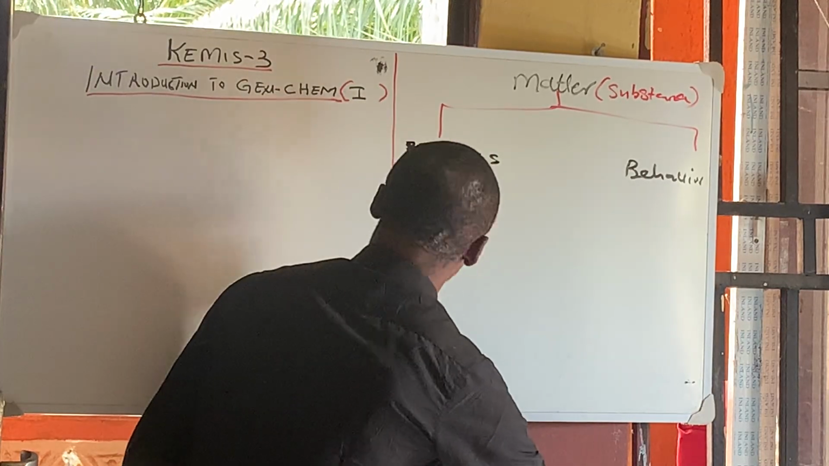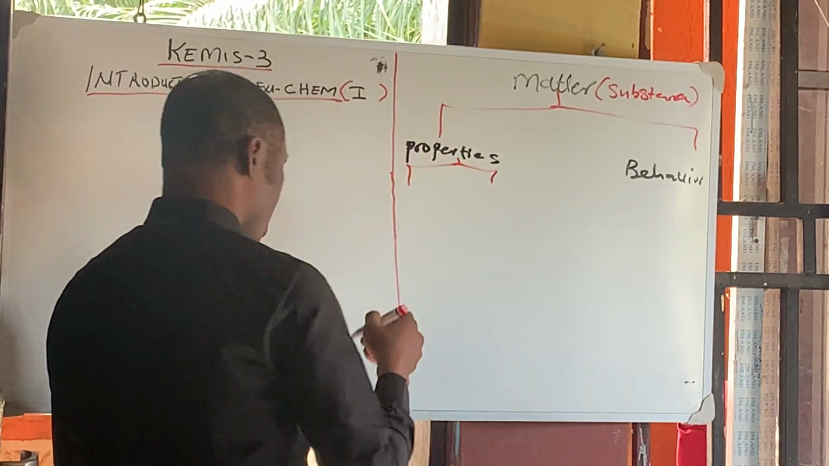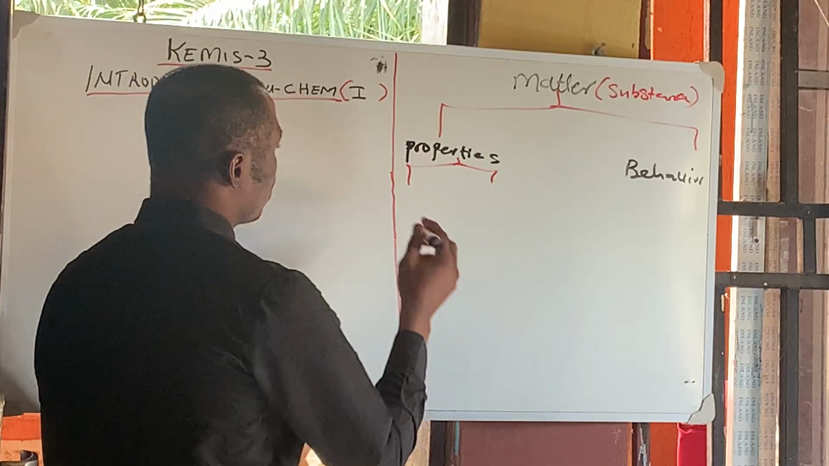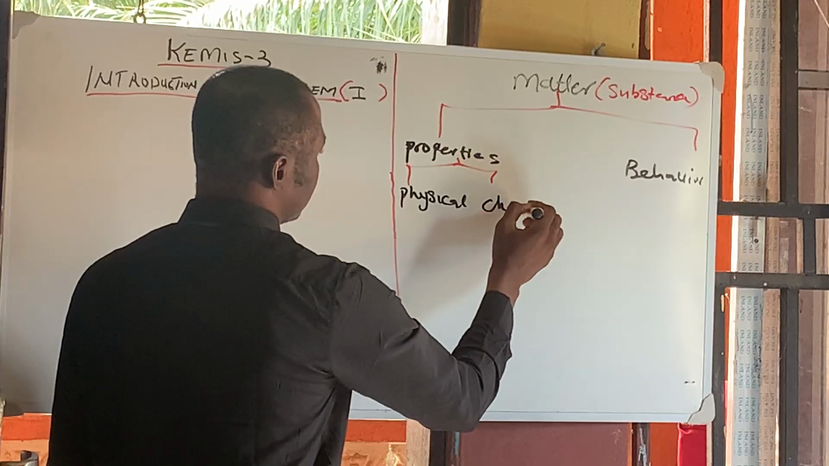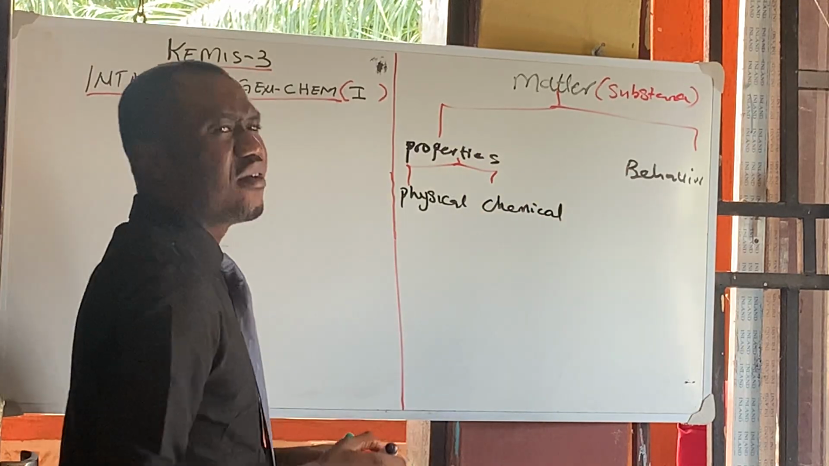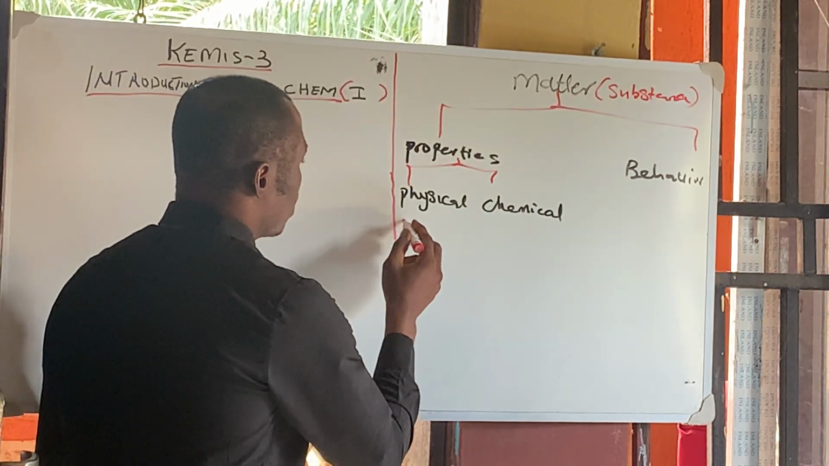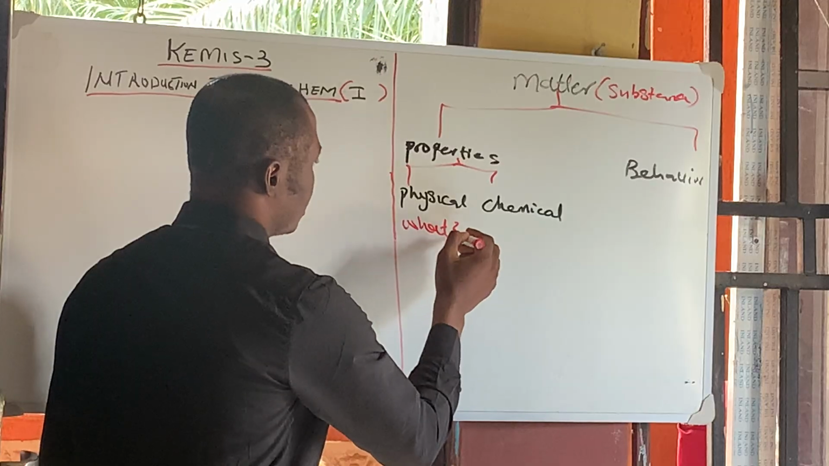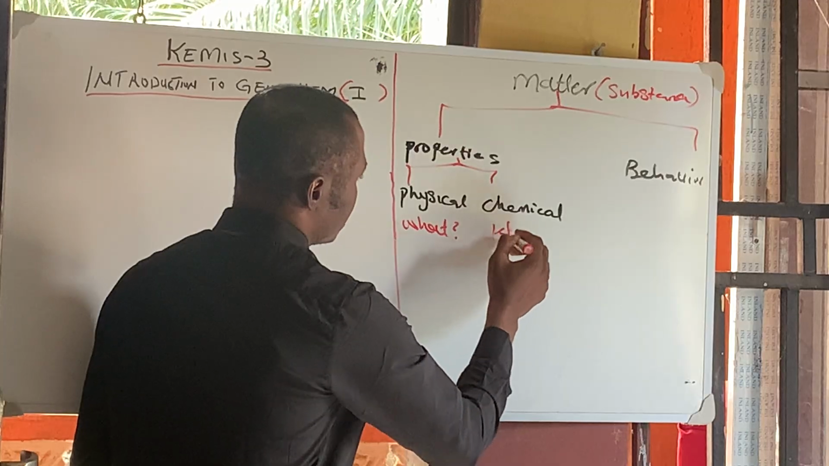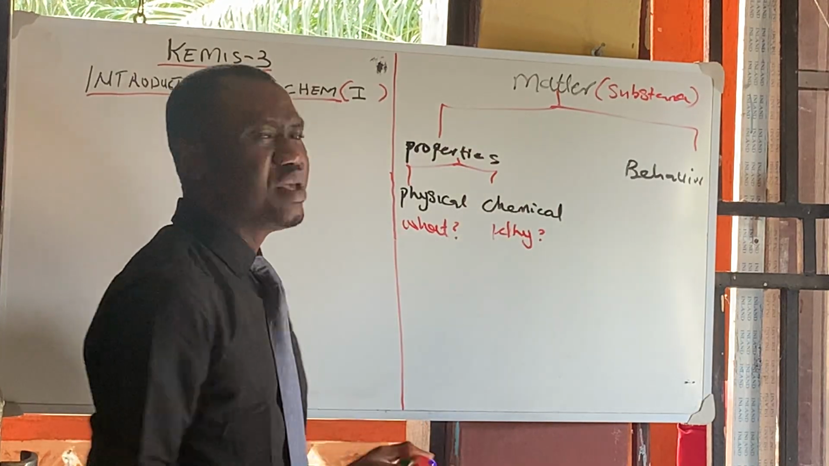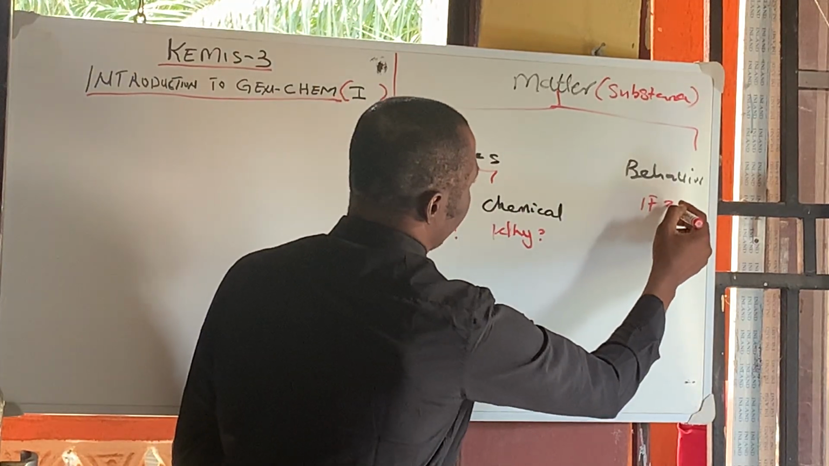Now, for properties of matter, we have two properties of matter. So let's put it there. The major two properties of matter are the physical properties, and we have the chemical properties. Now, if we are talking about the physical properties of matter, they answer the question what? And the chemical properties of matter answer the question why. The behavioral aspect of matter answers the question if. So we have if there.